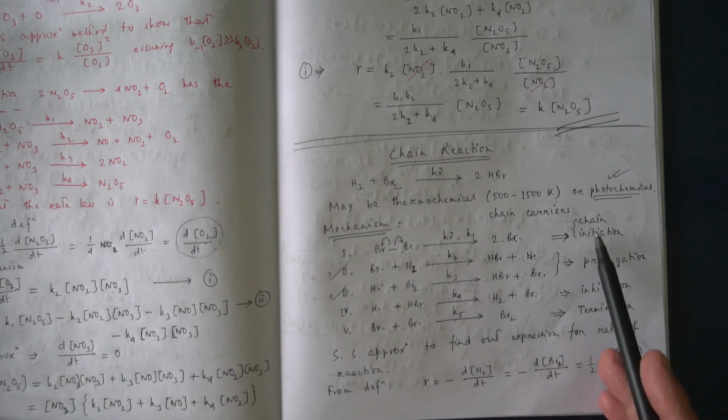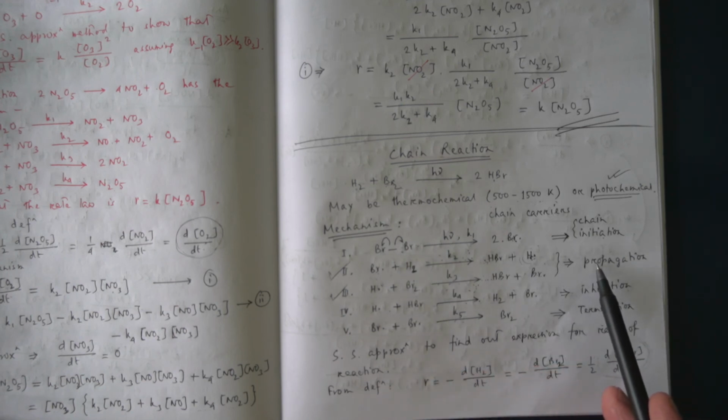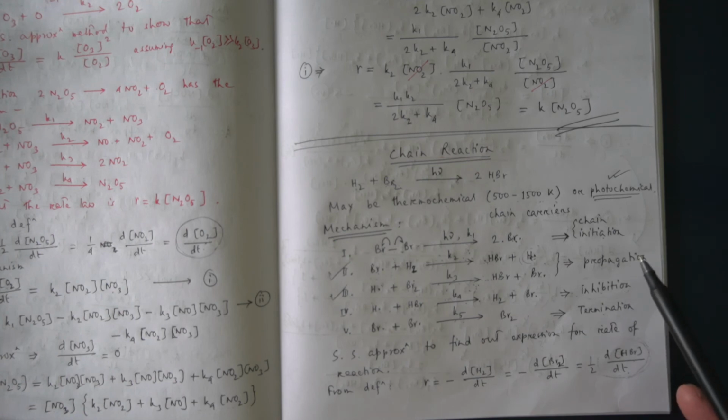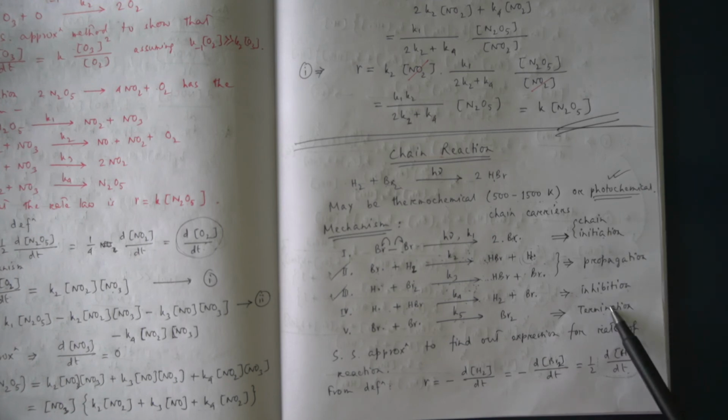One is chain initiation. The other is chain propagation. Then chain inhibition step, then termination step. Sometimes this inhibition step may be absent, or we may not consider this step. In that case, we can say that a chain reaction consists of three steps: initiation, propagation, and termination.